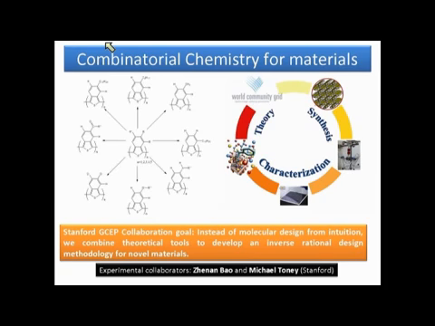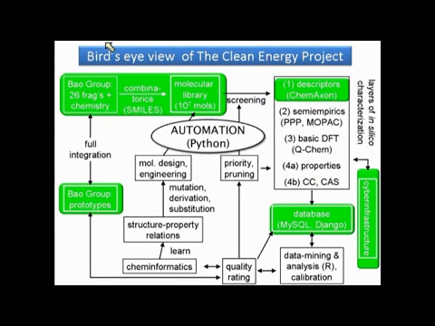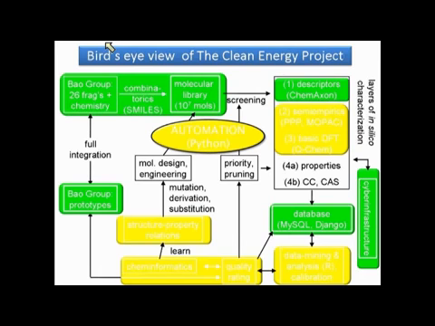This is actually one of the first feedbacks, which happened 2 days ago. I was at Stanford getting feedback from the group of Zhenan Bao. So that's how this works, and the idea is to do combinatorial chemistry. This is the bird's eye view of the clean energy project. What you see in green is what we have already finished, and what you will see in yellow in the next slide is what we are working on, or almost finished.